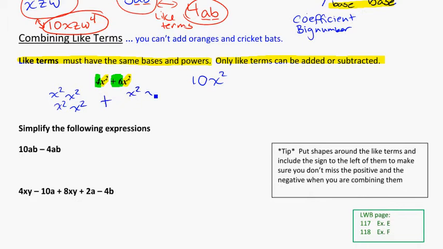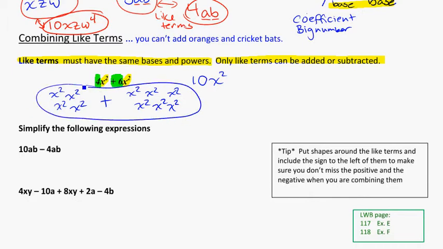X squared, x squared, x squared, x squared, x squared, and x squared. So 4x squared is really just 4 x squareds altogether, and 6x squared is really 6 of them altogether. So if I'm going to combine these all together in one big pile, I'll now have 10 of them. You'll notice the key thing here: the number in front changes, but the base and the power stay the same. So in this case, the x squared is still x squared, but the 6 and the 4 have turned into a 10.